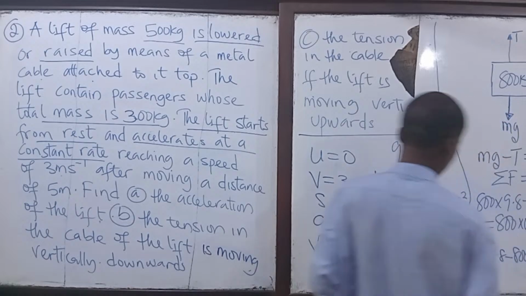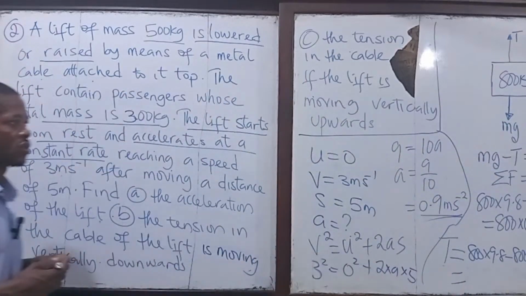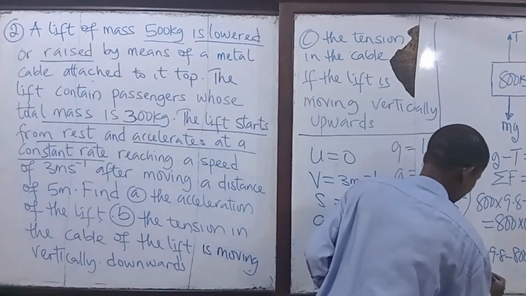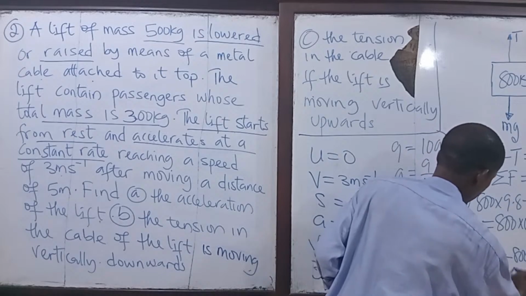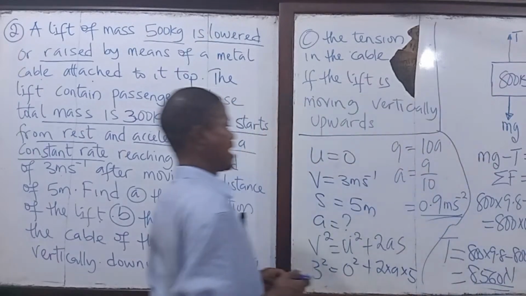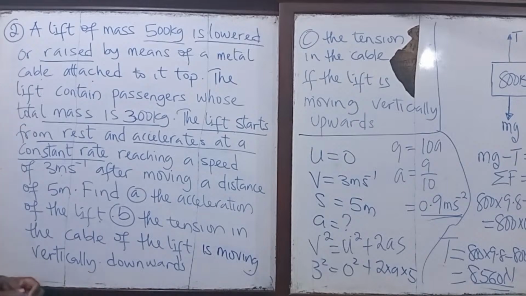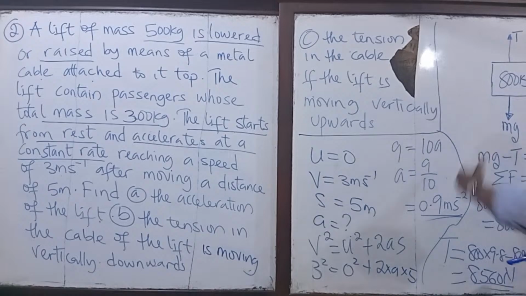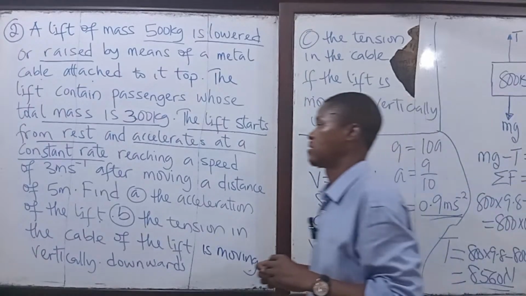If you do that, you get your tension. You can punch your calculator and get the answer for that B part. That will give you 8560 newtons. So that's that on the B part. I'm going to recap it again, then we'll go to the C part.